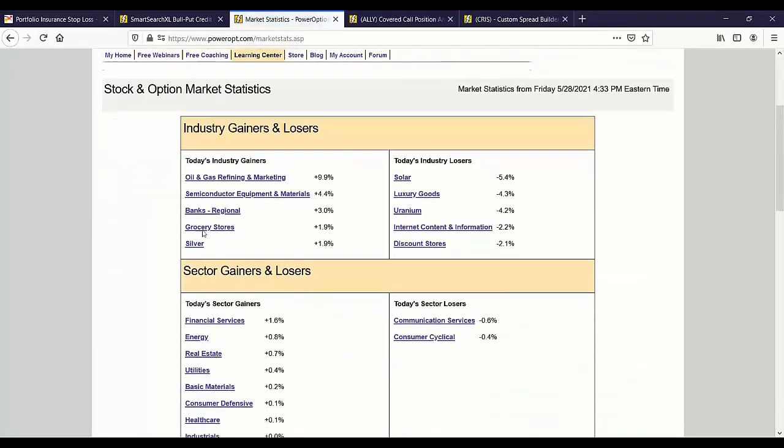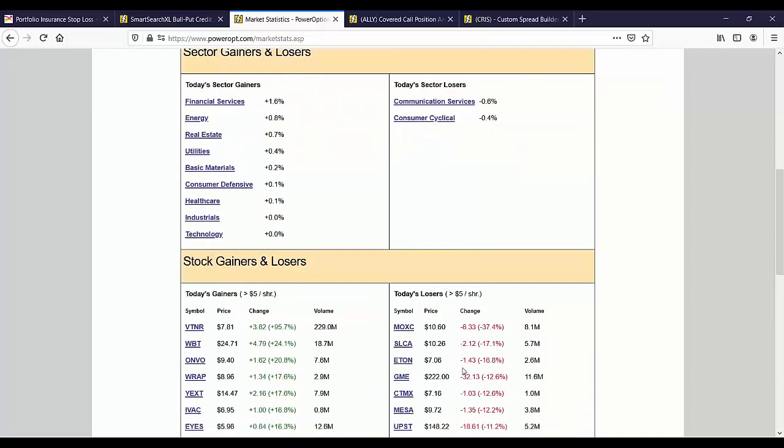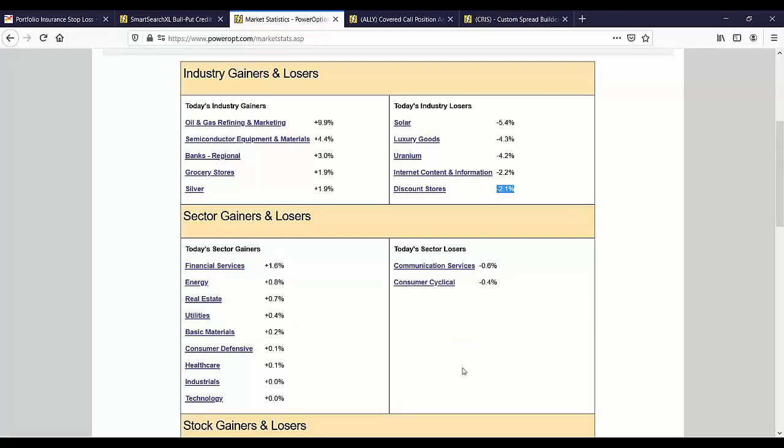All right. So we've got today's industry gainers and today's sector gainers. Yeah, so financial services, Ally had moved up again today. I saw that energy, real estate, utilities. What's not working? Ooh, consumer cyclical went down today. Maybe that's just a one-day thing. And communication services went down today as well. But the industries were, solar went down, uranium went down. Discount stores, kind of interesting there. Internet content and information, kind of interesting. What went up? Banks, grocery stores, silver, semiconductors, oil and gas refining. Big day there. Okay, so that's a quick view that you can get, Jackson.